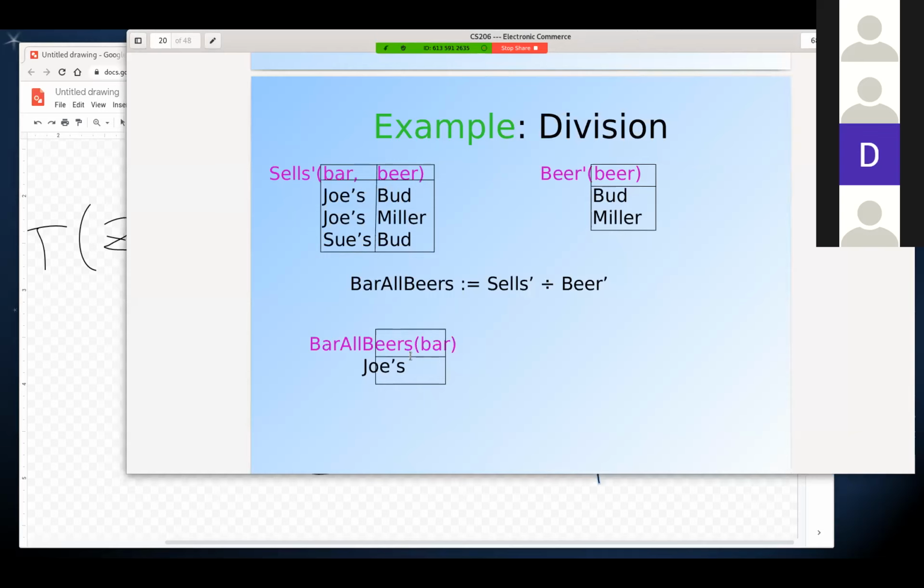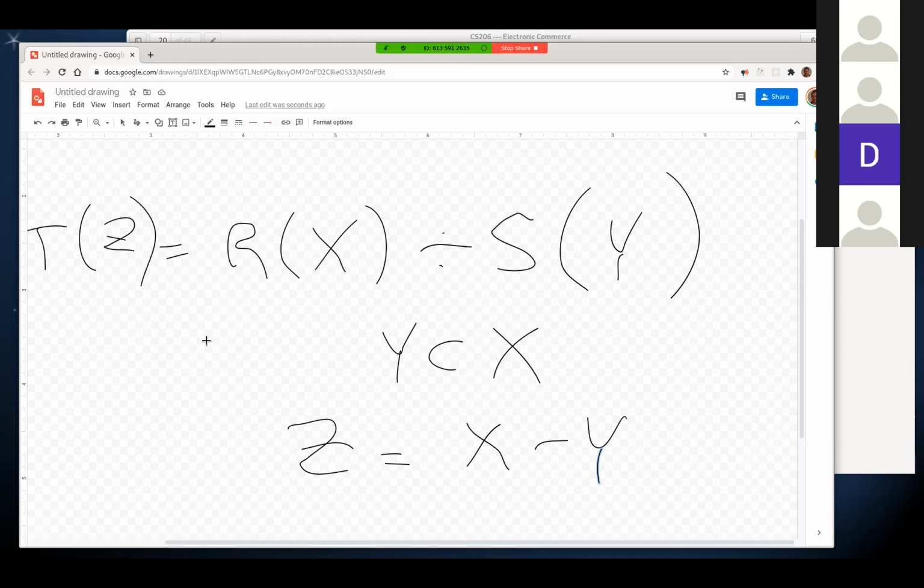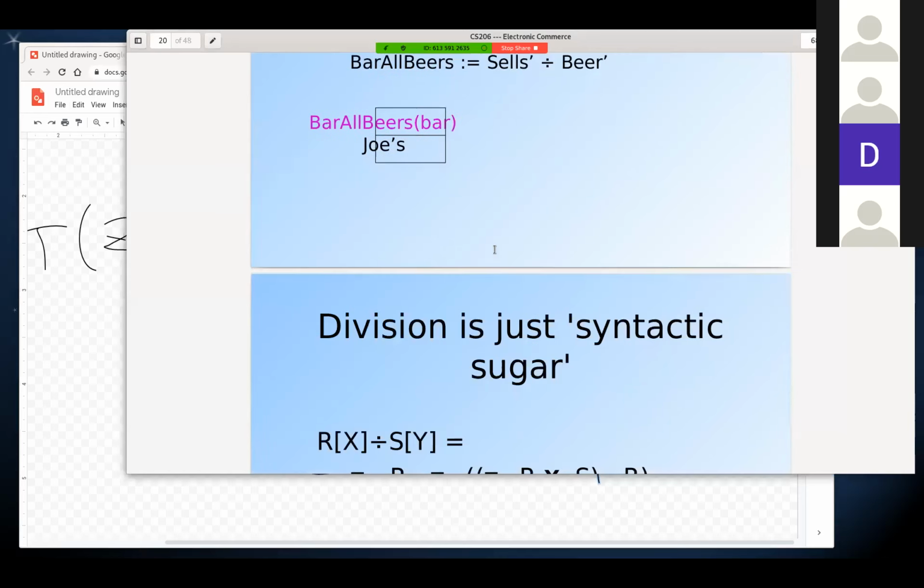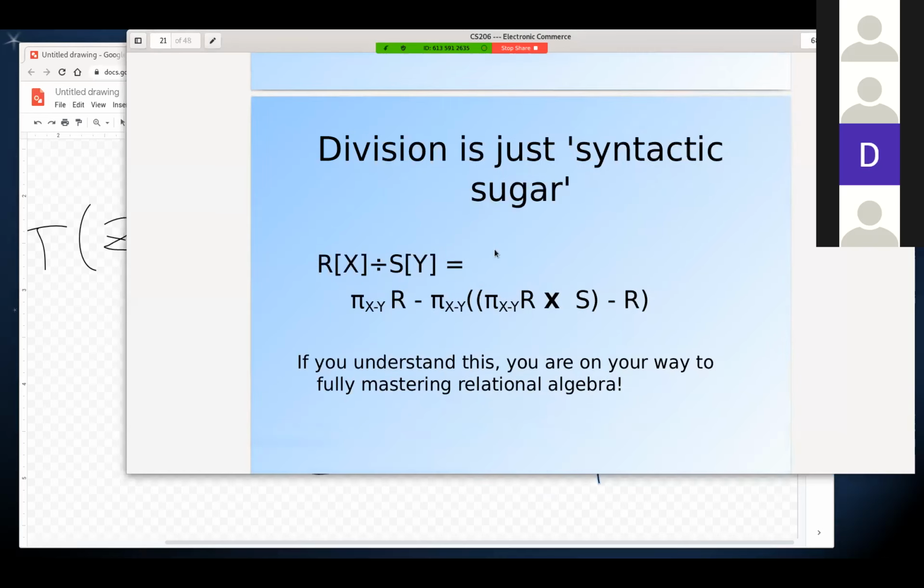This can get very, very tricky, and there are a lot of traps with this, so it's important to keep in mind what goes into a division. If you feed anything into the division that doesn't respect this, or you expect output that doesn't respect this, then it's easy to mark it wrong, because it will be wrong. So just keep that in mind. Now, division itself is just syntactic sugar. I'm not going to go into this now, we'll go into it later in the course, but if you understand this, then you are on the way to fully mastering relational algebra.